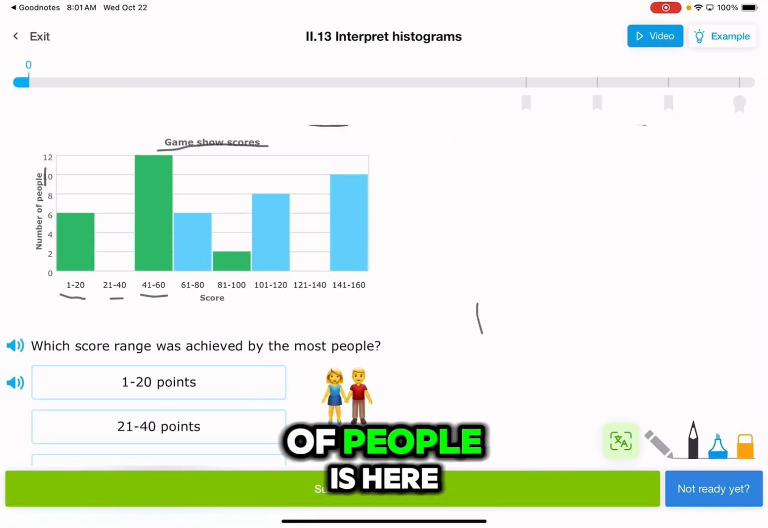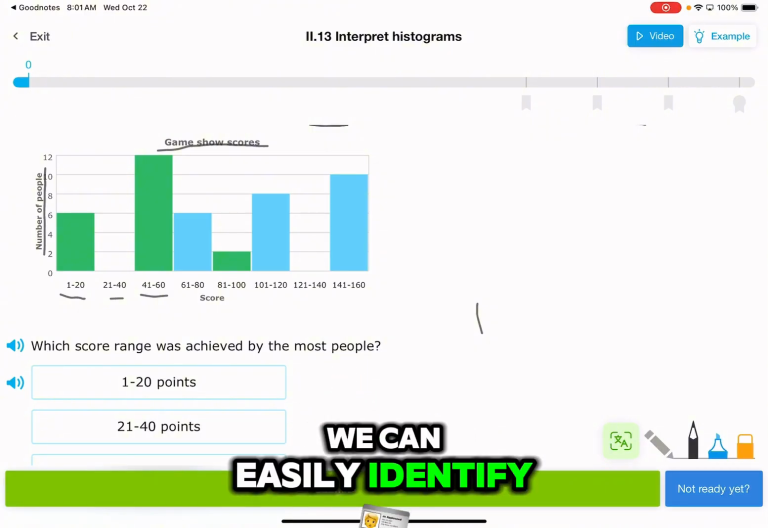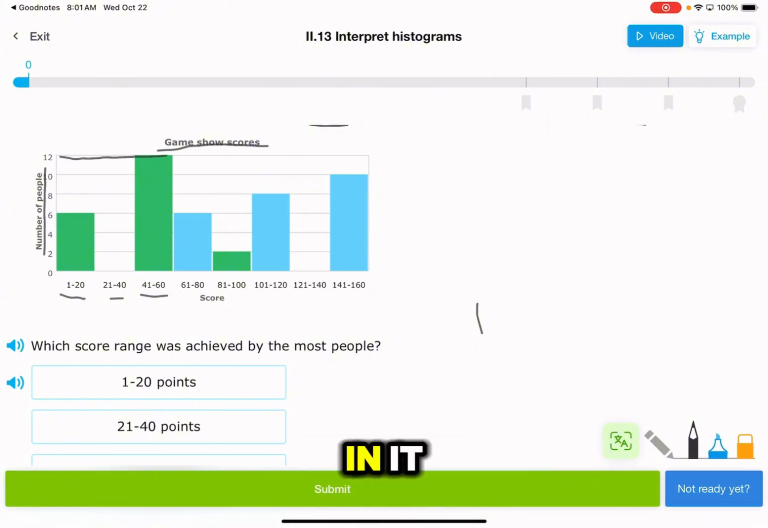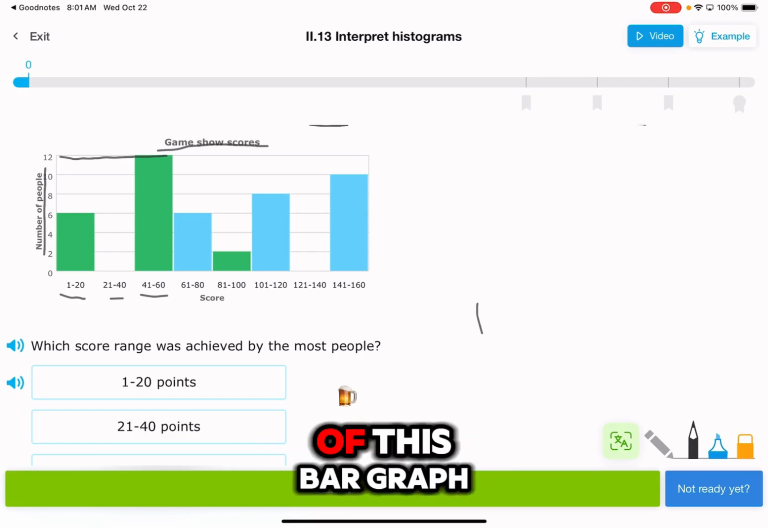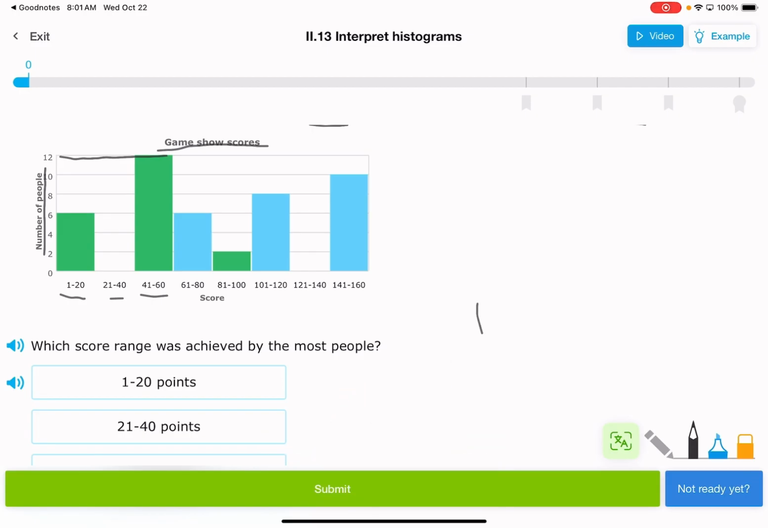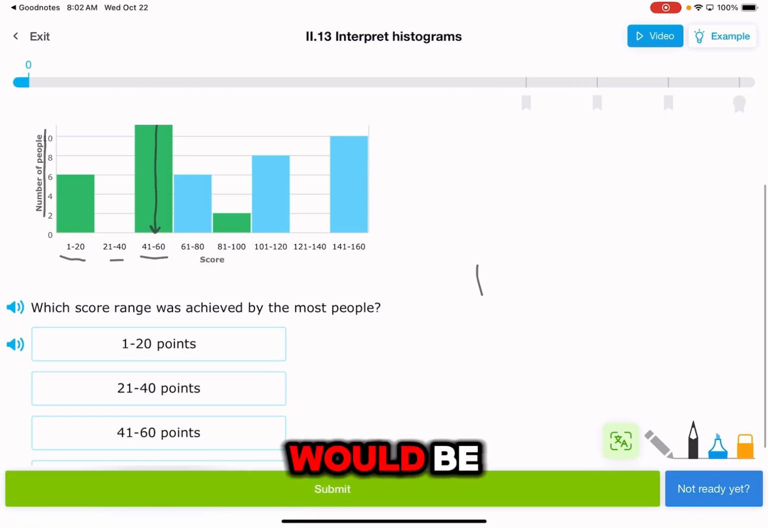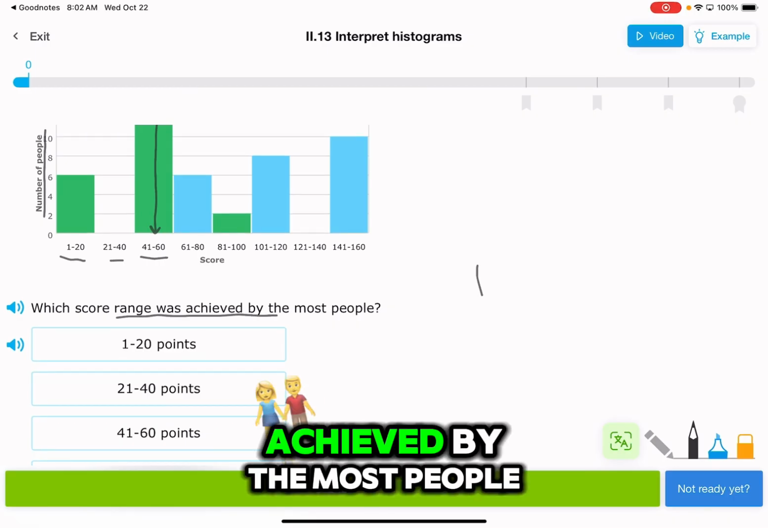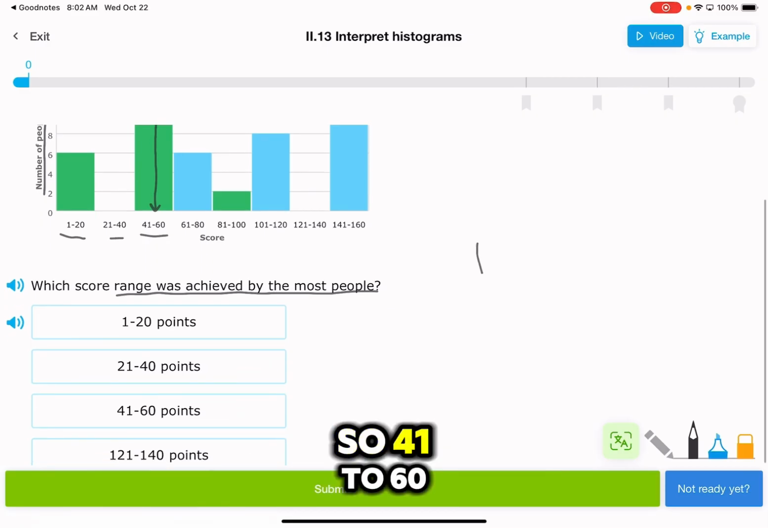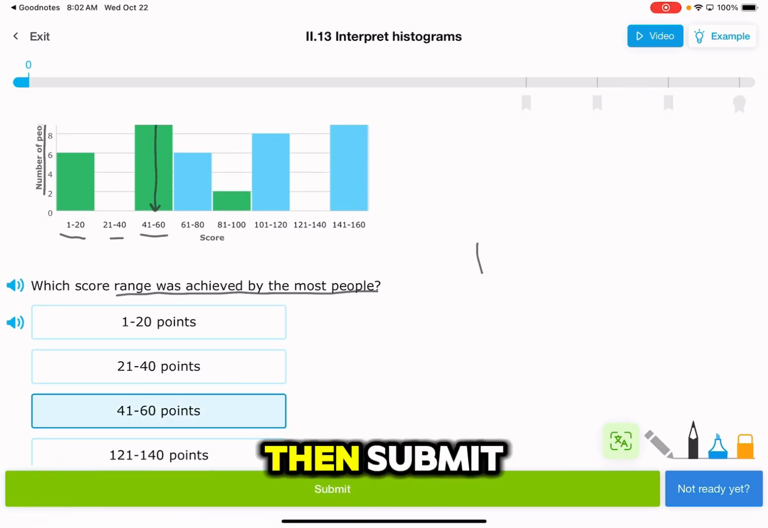So if our number of people is here, we can easily identify who has the top people in it, and that's the one that reaches the top of this bar graph or this histogram. And so that is 12 people who scored 41 to 60 points. So that would be the range that was achieved by the most people. So 41 to 60, so we'll go ahead and click that and then submit.